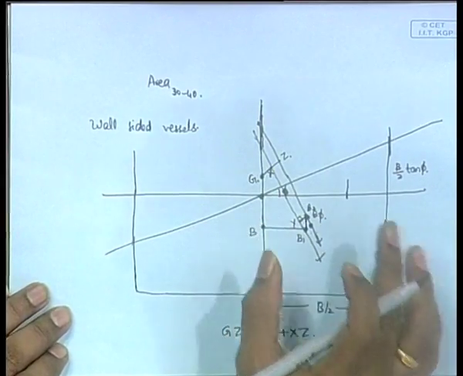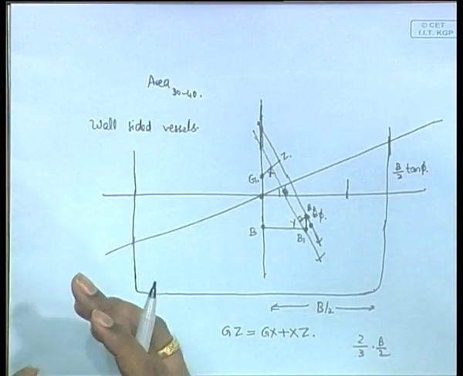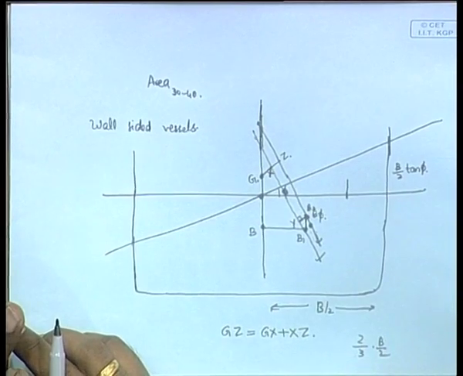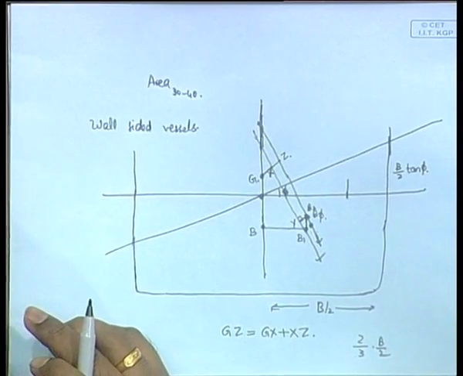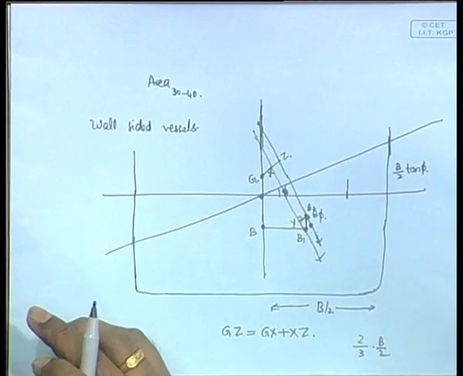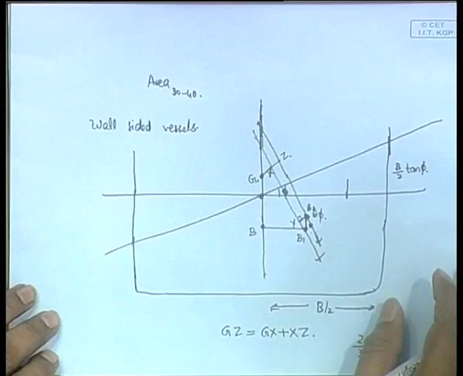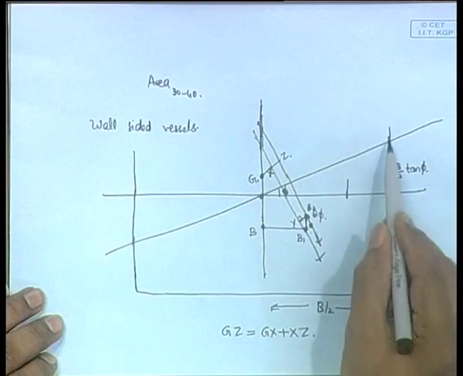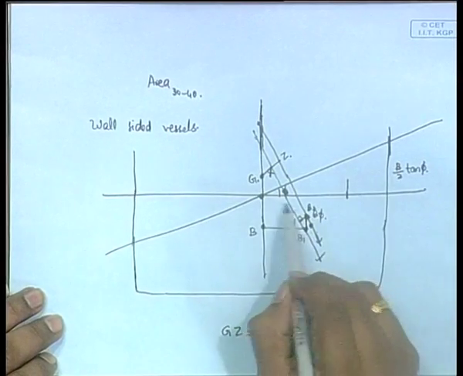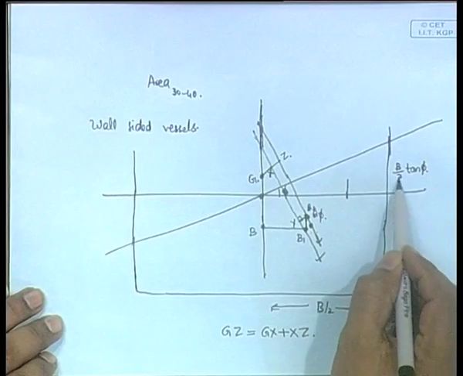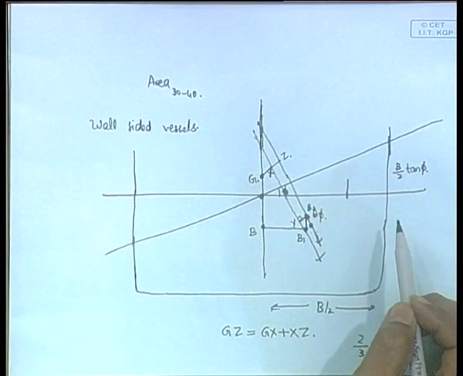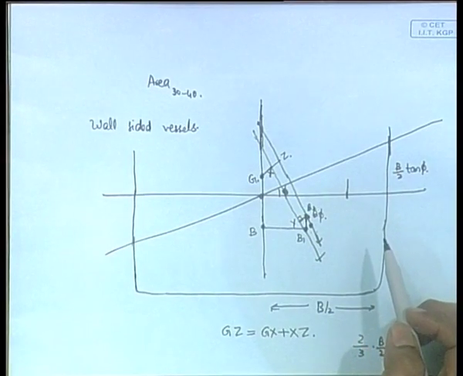There are a couple of things we need to find. For instance, we need the volume of the wedge that has transferred, which we write as half base into altitude into length. Base will be b by 2 and altitude will be b by 2 tan phi. Half of that gives you the area, and area into length gives you the volume.